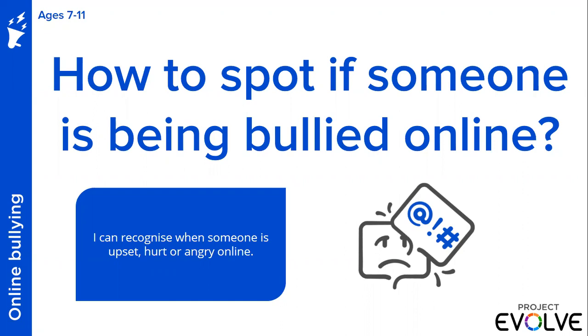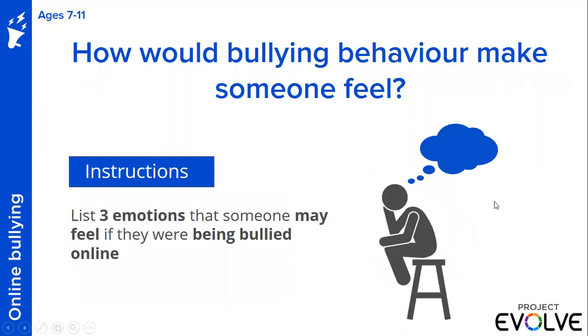Today's short activity is going to be about how you would spot if someone is being bullied online. We're going to spend a couple of sessions in our computing this term just talking about this. I want us to think about recognizing when someone is being bullied online, or if they're upset or feeling hurt online. Think about how bullying behavior would make someone feel.